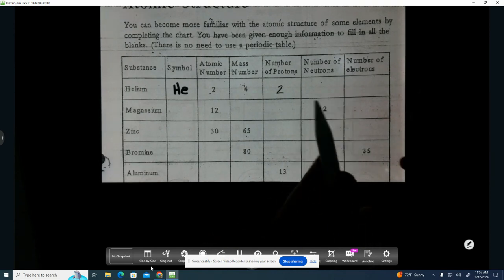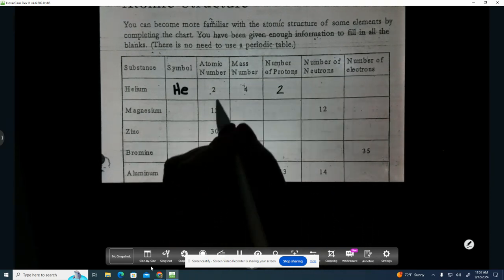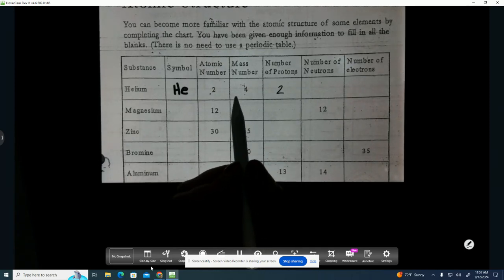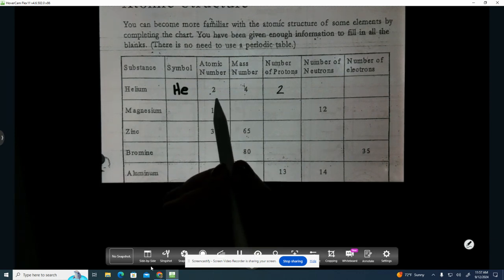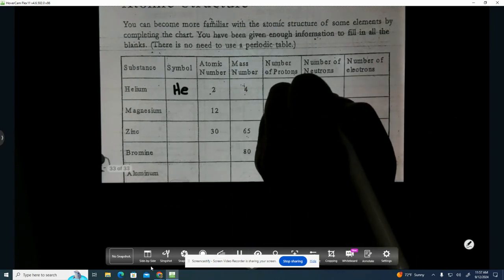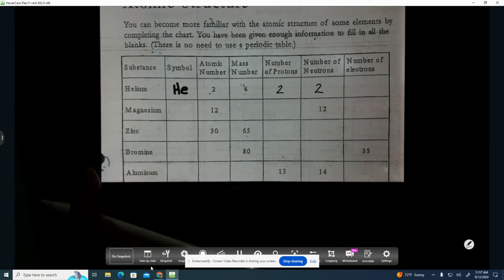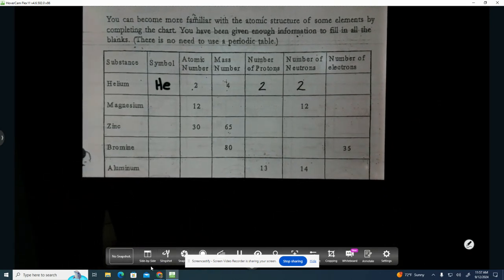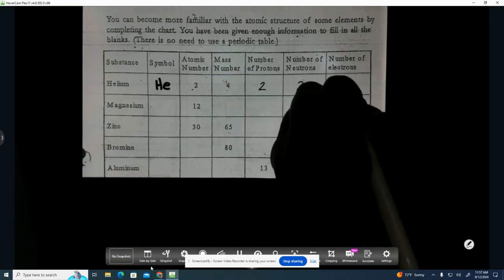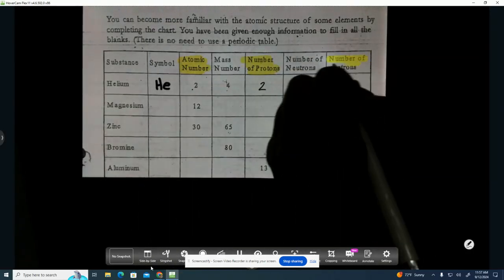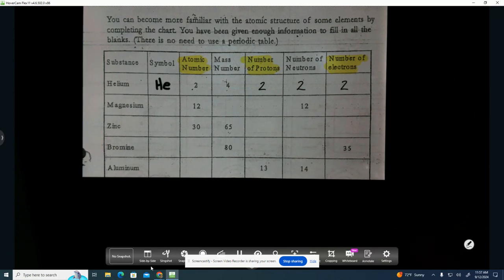Alright, how many neutrons does this thing have? How do you find neutrons? Mass number minus atomic number. So 4 minus 2 is 2. And how many electrons does this thing have? 2. Because the atomic number, the number of protons, and the number of electrons in an atom are all going to be the same. So as you go through this, double check yourself. These 3 columns should be the same.